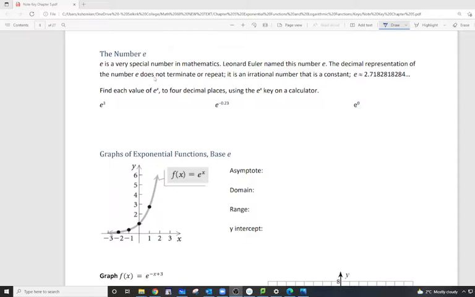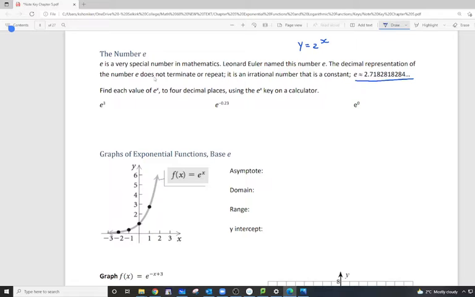It's kind of a number like pi, where it does not terminate, it does not repeat, so it's irrational, and it's a constant. So e is logged into your calculator. There's an e button, which we'll explore in a second, and it's equal to 2.7182818284, blah, blah, blah.